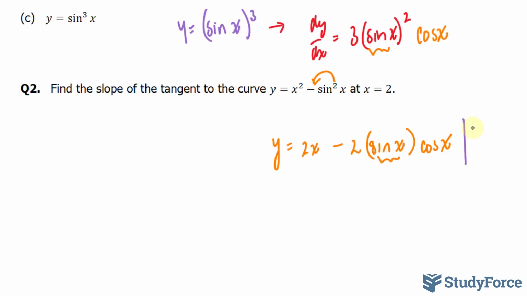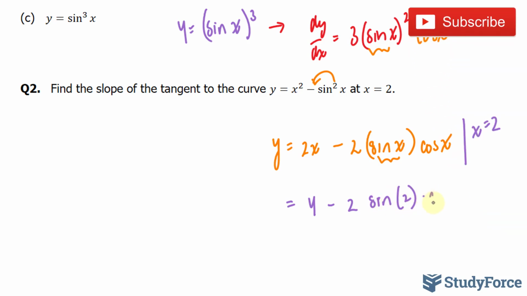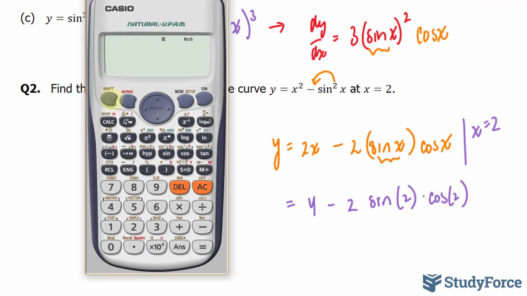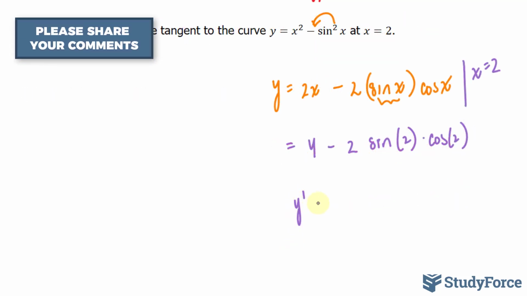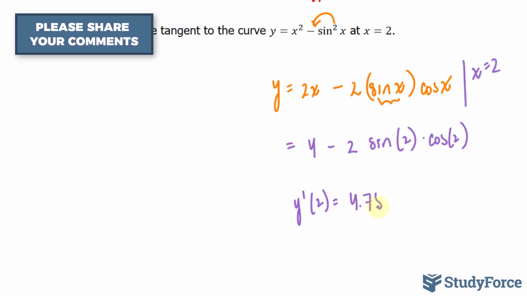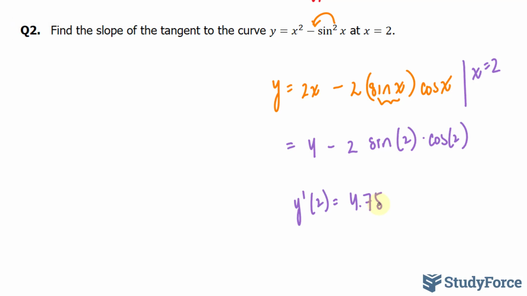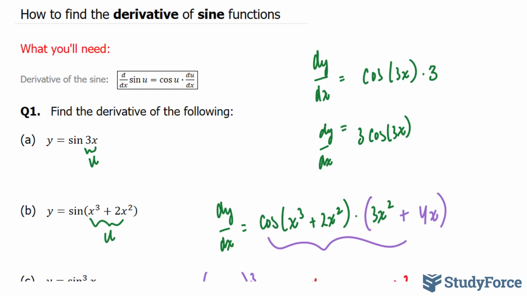My next step is to set x equal to 2. This becomes 4 minus 2 sine at 2 times cosine at 2. Now using our calculator, make sure that your calculator is in radians. Mine is not, so I'll click Shift Mode 4. Now it's in radians. 4 minus 2 sine at 2 times cosine at 2 gives us 4.75. So y prime at 2 is 4.75. That's the rate of change at x is equal to 2 for our original function. And so there you have it. 4 examples on how to find the derivative of sine functions.